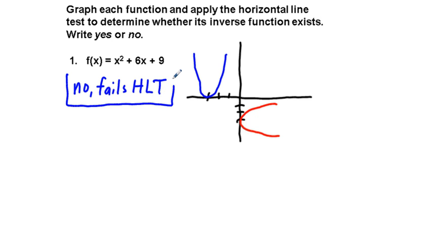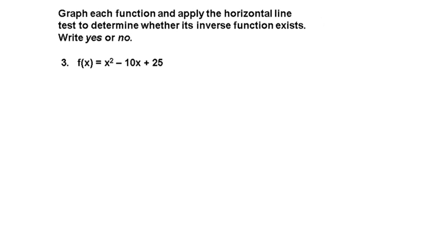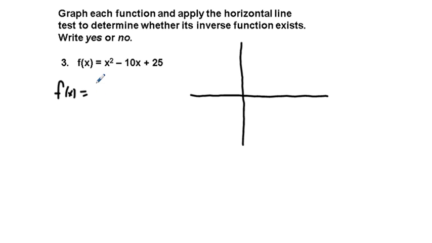Next problem, 3. Okay, this one here is going to be really similar to problem 1. I'm going to go ahead and graph this without a calculator. We can rewrite this function as f of x equals 20x minus 5 squared. And so what we have is this function here.